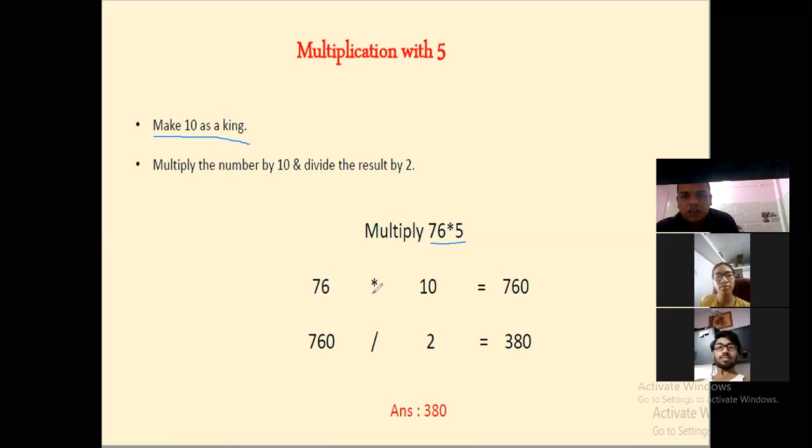So what is the trick? We have to multiply 76 into 10. So the result is 760, and then you are going to divide 760 by 2. So we only have to divide 76 by 2. So 76 by 2 is 38, and the 0 we are writing here. So 76 into 5, the result we are getting is 380.